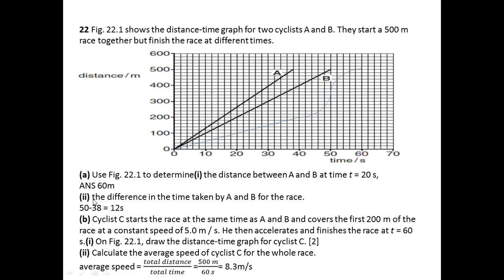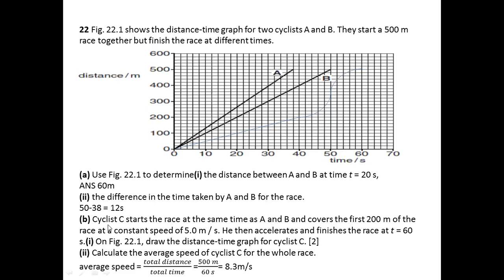Second, you have to calculate the difference in the time taken by A and B for the race. So what is the difference in time? It is 50 second minus 38 second. The person A finishes the race at 38 second, and the second person finishes the race at 50 seconds. 50 minus 38 becomes 12 seconds.